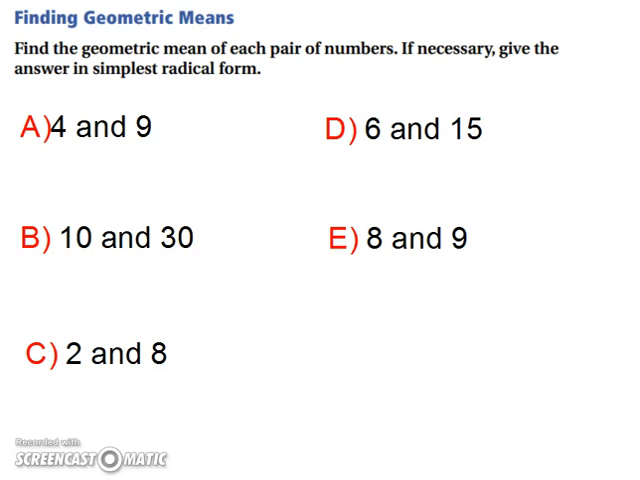Let's try a few examples. We'll try A together, and then we'll try the other ones on your own. If we use x as our geometric mean, we need the square root of 4 times 9. Well, 4 times 9 is 36, so we have the square root of 36, and therefore x equals plus or minus 6, but we can't have a negative distance, so we're just going to use 6. Take a moment and pause the video and try B, C, D, and E.